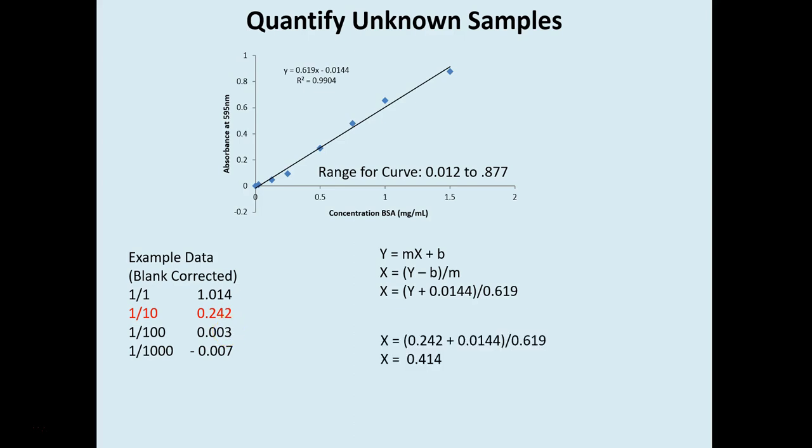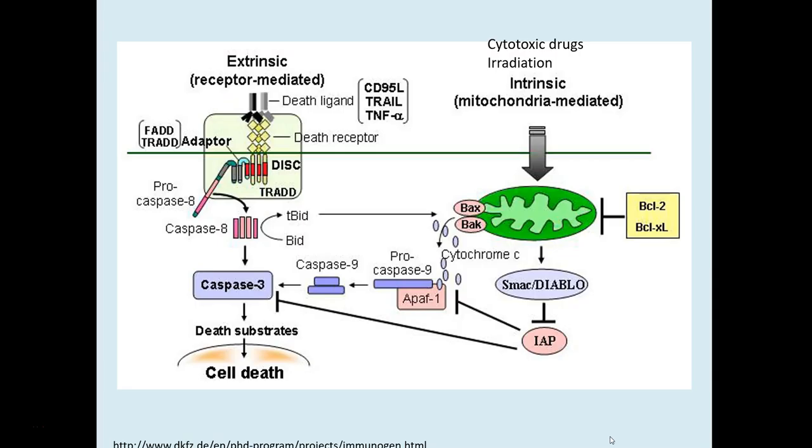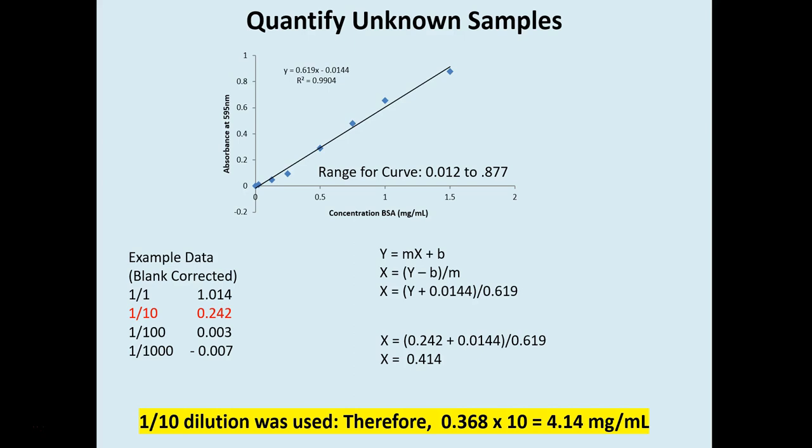So I go ahead and take my 1/10 sample, I calculate my x, and I get 0.414. That's the concentration of protein in this diluted sample in milligrams per milliliter. However, I did not use this sample by itself. This is a diluted sample. So I need to take the dilution into account. To do that, I need to multiply by the dilution factor, which is 10. So I will take my number, I'm sorry about this typo, which is 0.414 multiplied by 10. So my answer would be 4.14 milligrams per milliliter. And that would be the concentration of protein in my undiluted unknown sample.